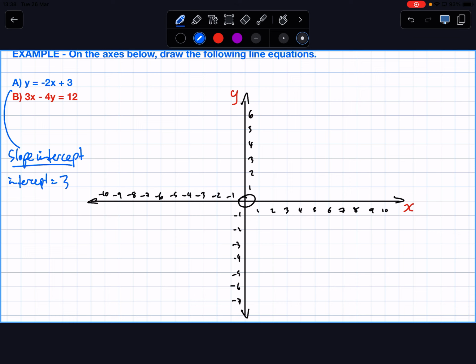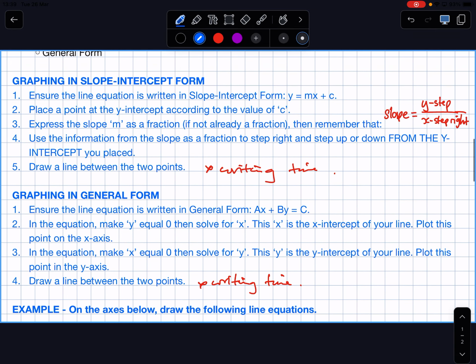Intercept equals 3. So I'm going to put a dot at the y-intercept, which is positive 3. Is that enough info to draw a line? No, I don't know what direction it goes. So now look at the slope. And the slope is negative 2. What is negative 2 as a fraction? Negative 2 over 1. Good. So now we can do the last step. Express the slope as a fraction, which we just did. Use the info from the slope to step right and step up or down from the y-intercept you placed, and then draw a line between the 2 points.